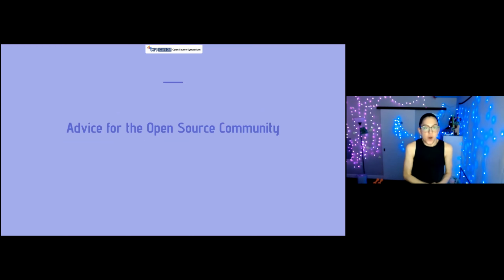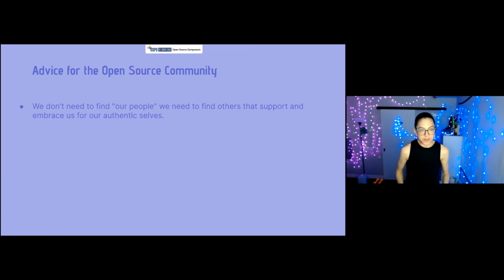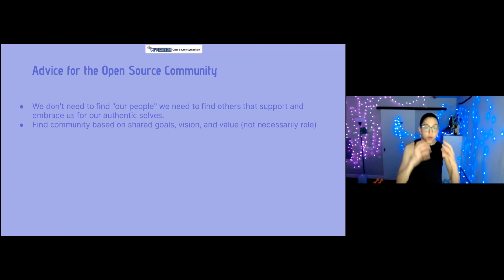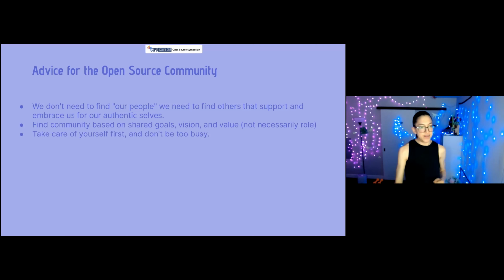So, some advice for the open source community. I hear this phrase a lot that we need to find our people, and I've definitely used it myself. But I'm starting to think that we don't really need to find our people. We need to find others, even just one person, that give us support and embrace us for our authentic selves, that value us for the work that we want to do. I think that it's most important to find community based on these shared goals, vision, values, and not necessarily a role. We're very obsessed in our society with putting ourselves in buckets. What bucket should I go in? I don't really think we need to be in buckets.